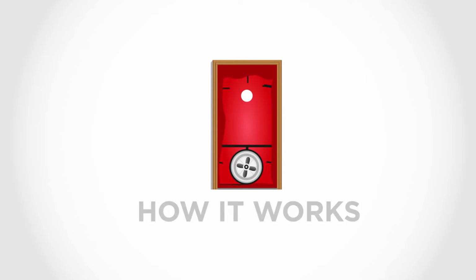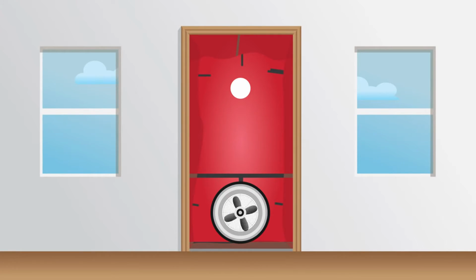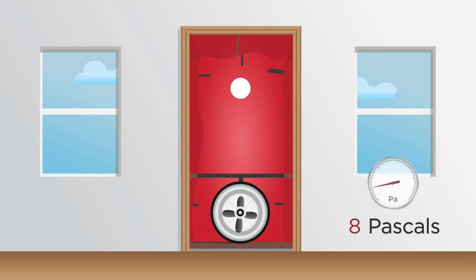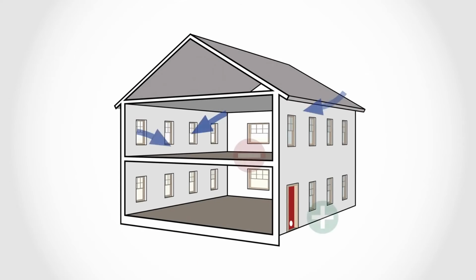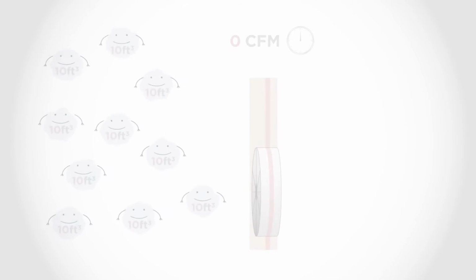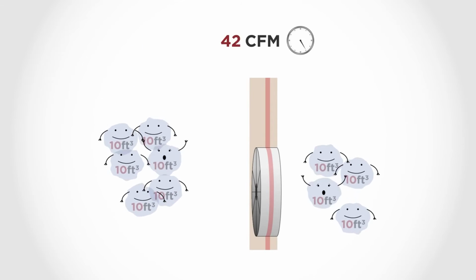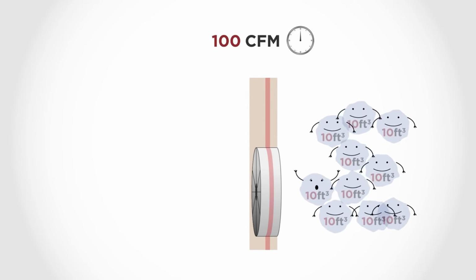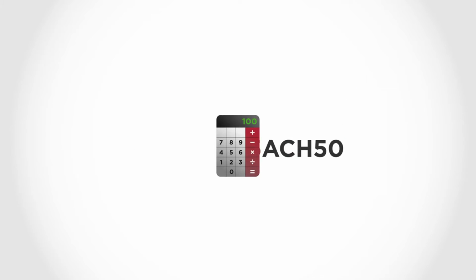A powerful fan is set in a doorway and creates a pressure difference between the inside and the outside of the house, usually by depressurizing the house to 50 pascals. The pressure difference created by the fan pulls air in through all the leaks, cracks, gaps, and penetrations in the house. The amount of infiltrating air is equal to the amount of air flowing through the fan, called the flow rate, which is expressed in cubic feet per minute and converted to air changes per hour.